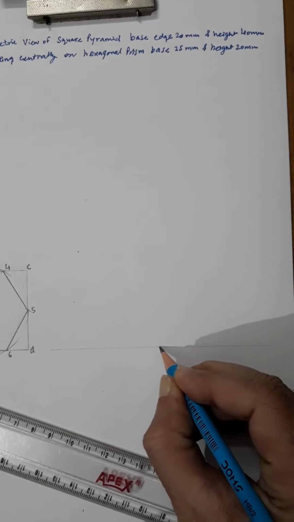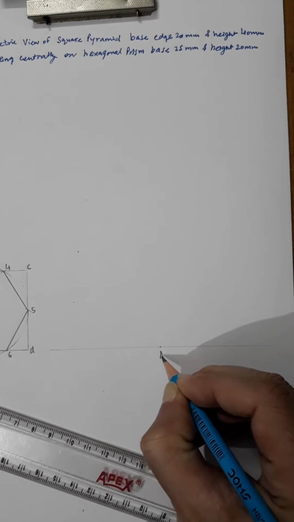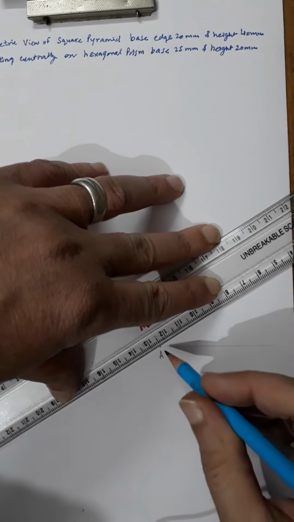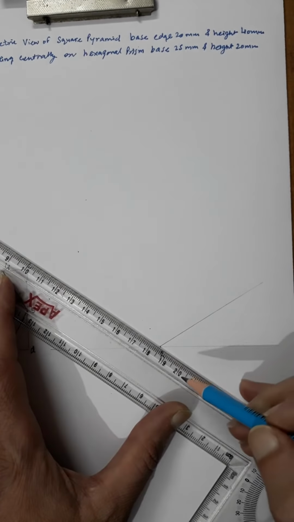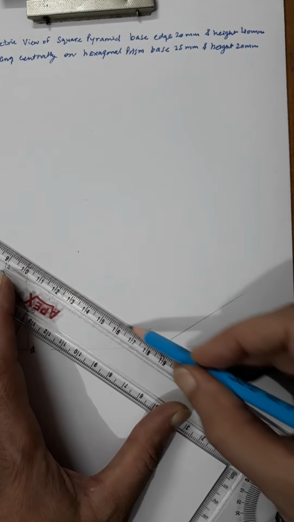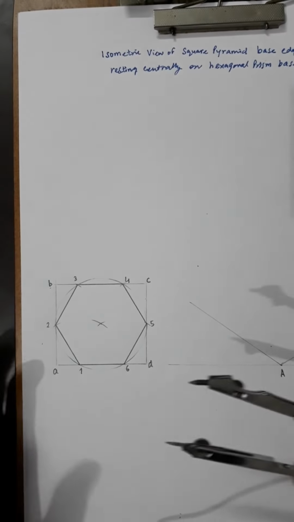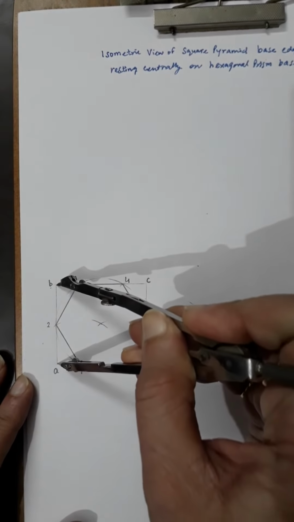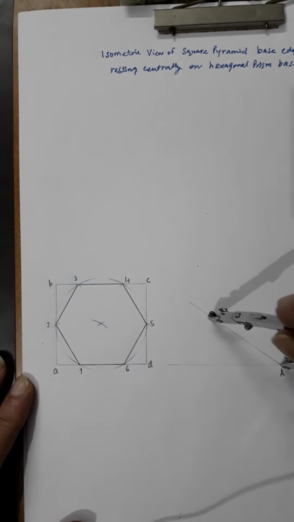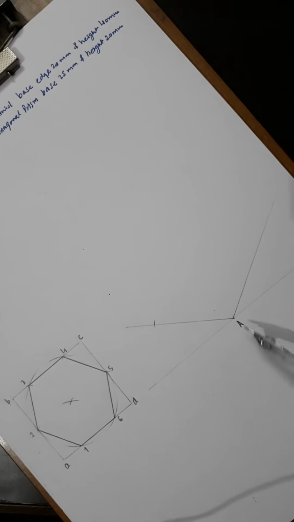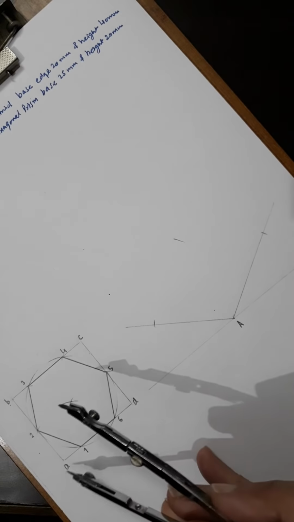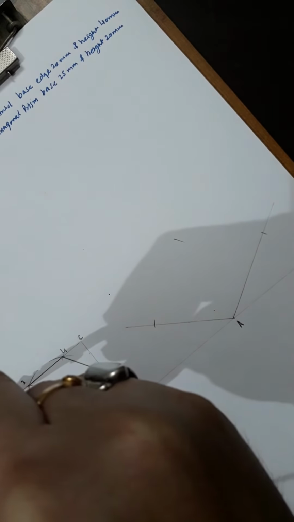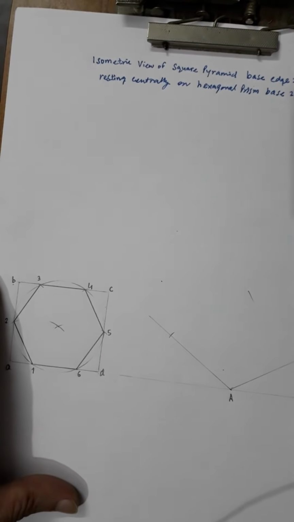You can take any point A on this line. You can draw two 30-degree lines on both sides of this point A. Now you can simply measure AB from here, and AD you can take from here. So this is AD on the other side. Now you can complete this parallelogram as usual.